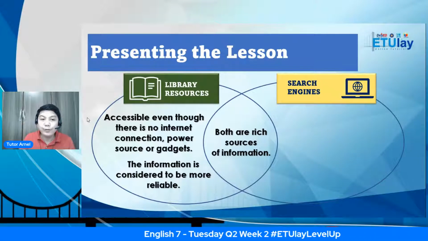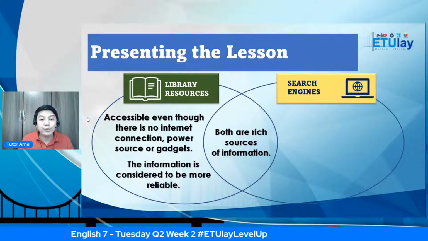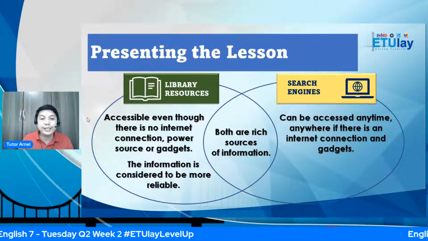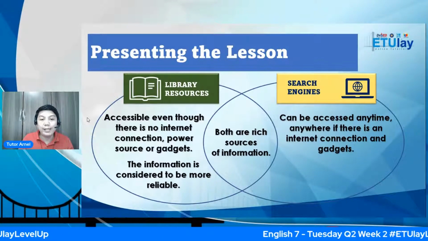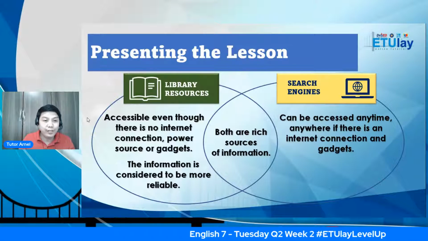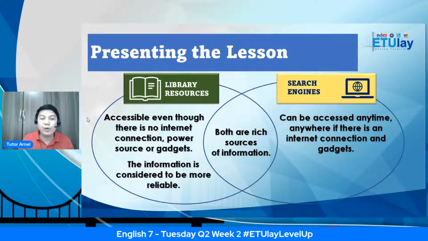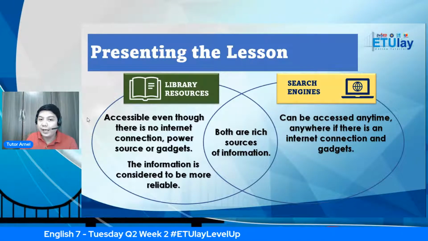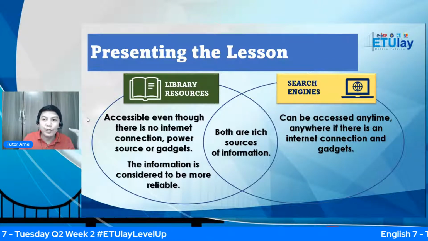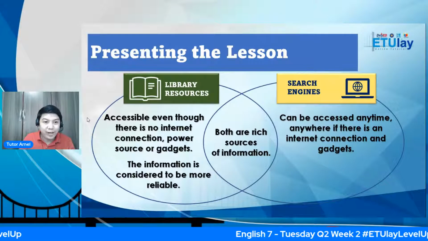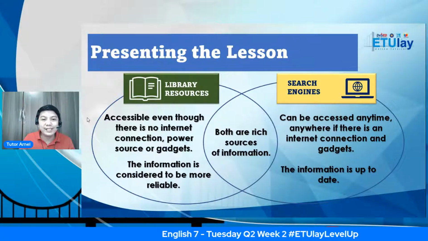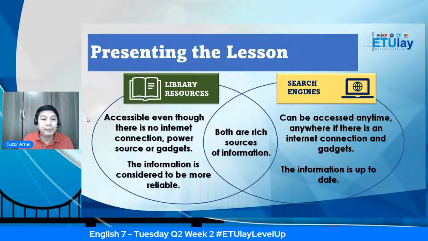Now, how about the information that we can find through different search engines? For example, Google, we can access that anytime or anywhere if there is an internet connection or gadget. So right now that you are sitting in front of the computer, if you wish to look for a word, for example, you can just type it anytime, anywhere. And another thing is the information is considered to be up to date.